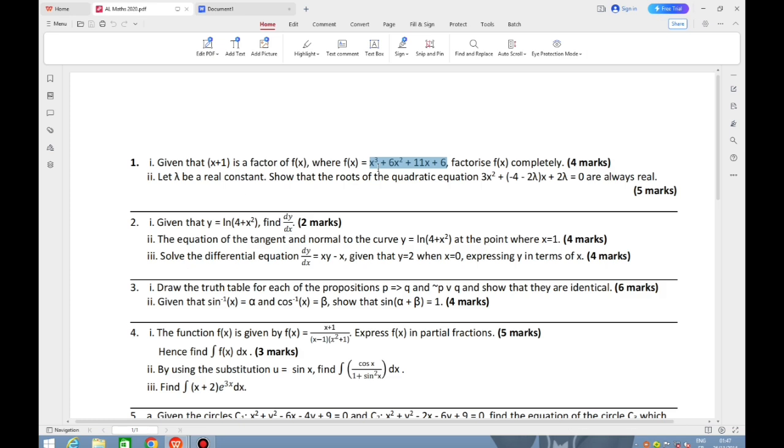That is the answer to question 1.11. Now moving down to question 1.12, which says: let lambda be a real constant. Show that the roots of the quadratic equation 3x squared plus (minus 4 minus 2 lambda)x plus 2 lambda equals 0 are always real.